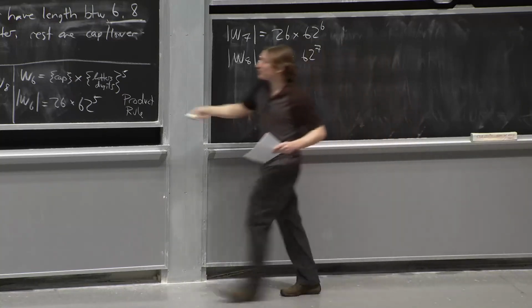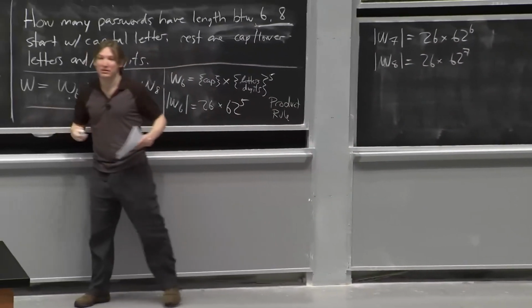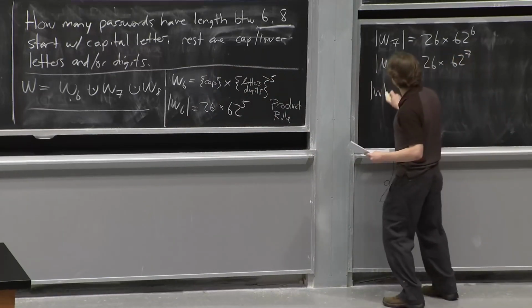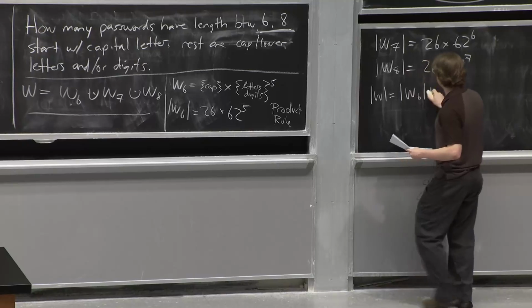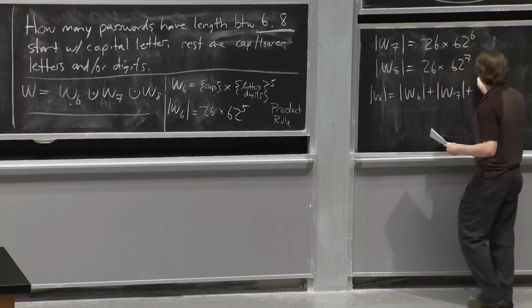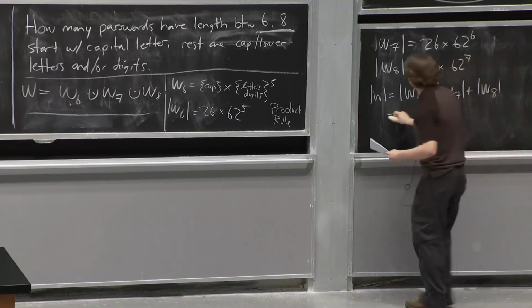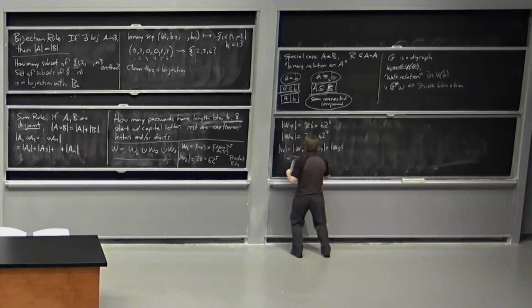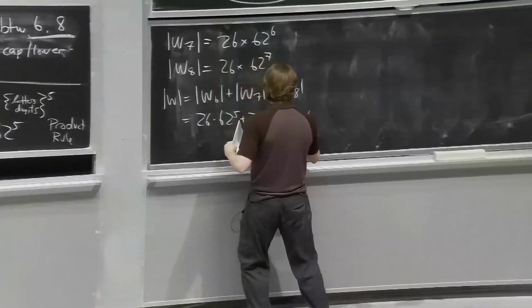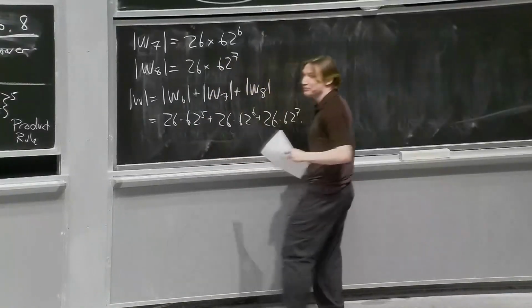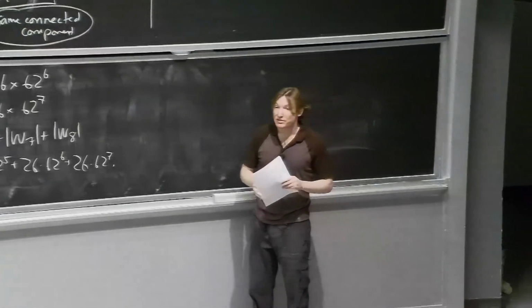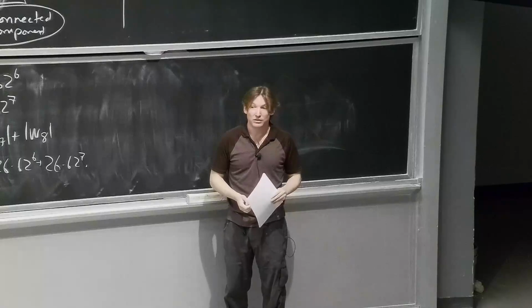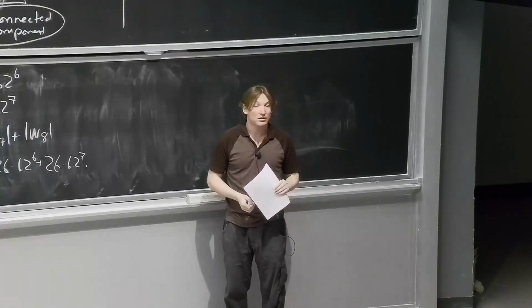So by the sum rule, since W is the disjoint union of these 3 different sets, the size of W is the size of W6 plus the size of W7 plus the size of W8, which is 26 times 62 to the 5th plus 26 times 62 to the 6th plus 26 times 62 to the 7th. So we use the sum rule to break it up into 3 separate cases, and then use the product rule for each of those cases. Did that make sense? Wonderful.